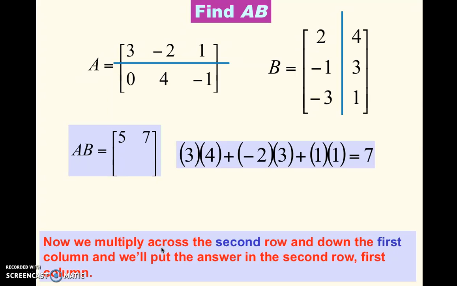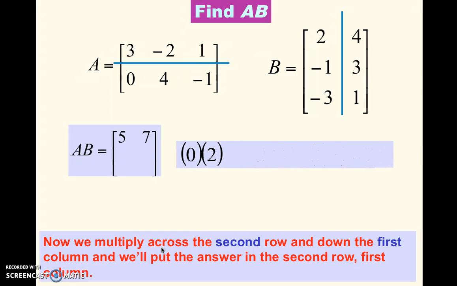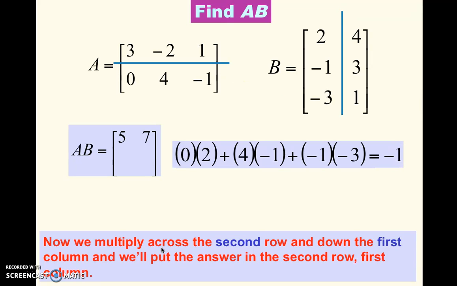We're going to multiply across the second row and down the first column, and we'll put the answer in the second row, first column of our answer matrix. So we're going to start off with 0 times 2, and then we're going to add that to 4 times negative 1. And we're going to add that to negative 1 times negative 3, which will give us negative 1, and negative 1 is the sum of all of those products, and that's going to go in the second row and first column of our answer matrix.